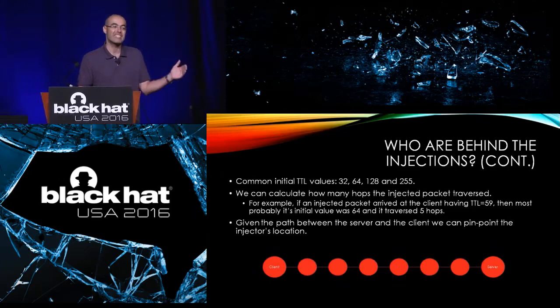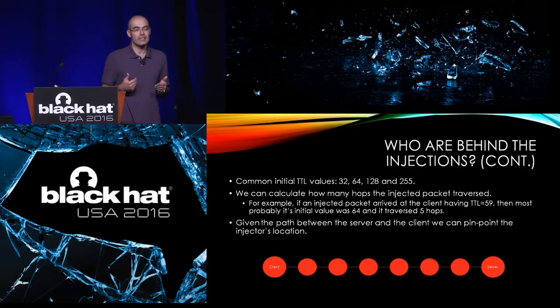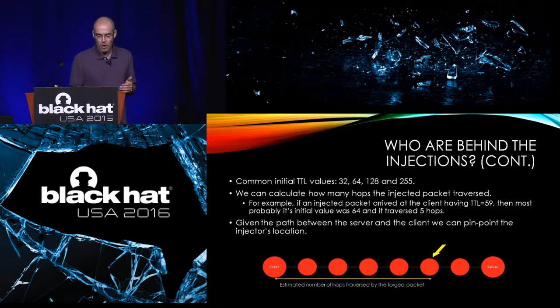And if we know the path between the injected web server and the client, and we assume that the injected packet was triggered along the path from the server to the client, we can simply pinpoint the location of the injector by counting the number of hops from the client back towards the server. And in this case, the 5th hop from the client actually gives us the location of the injection.